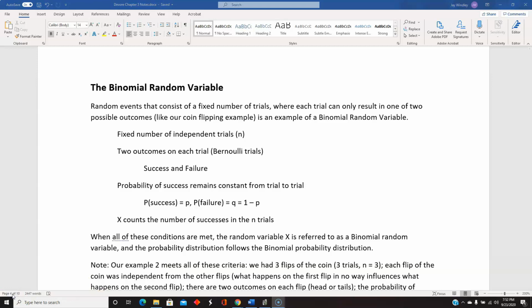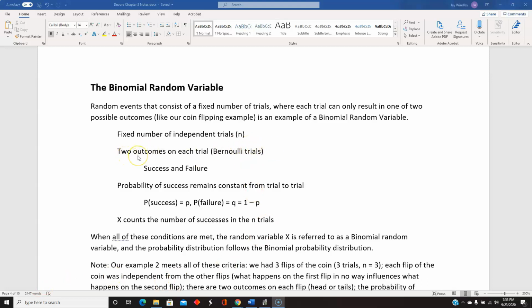Now we turn our attention from random variables in general to particular, very special and important discrete random variables. Probably the most important of which is the binomial random variable. So our coin flipping example from earlier is a perfect example of a binomial random variable where you have a fixed number of trials. There's only 2 outcomes on each trial, which is sometimes referred to as a Bernoulli trial.